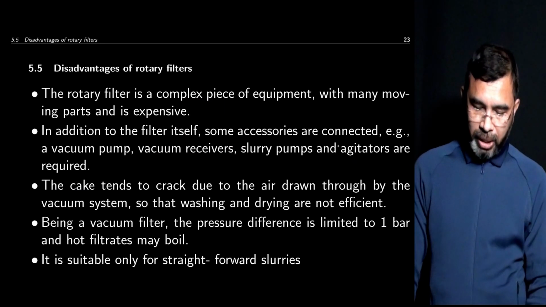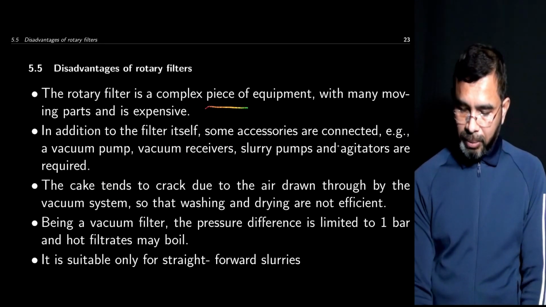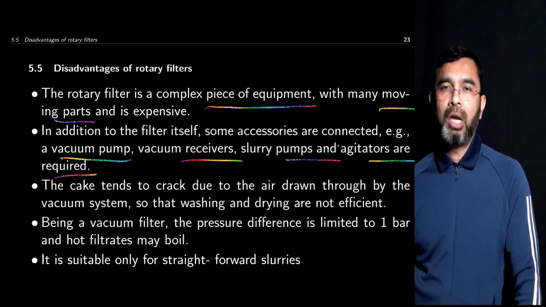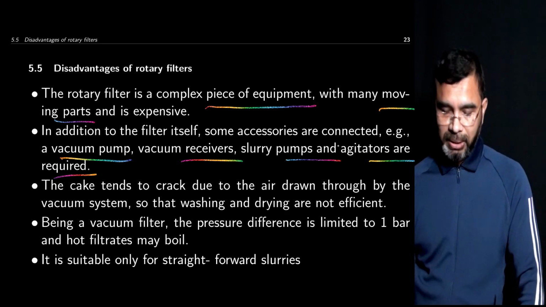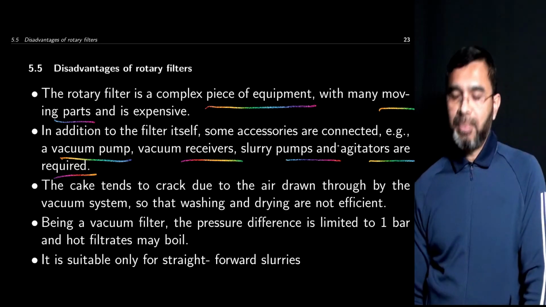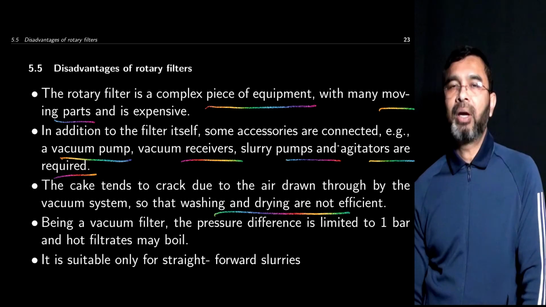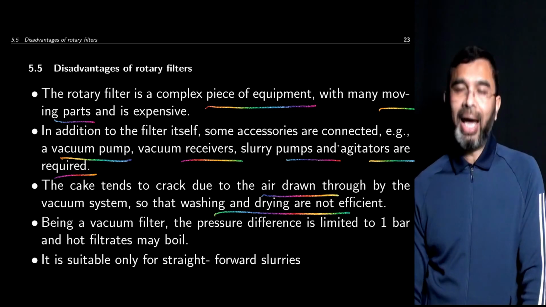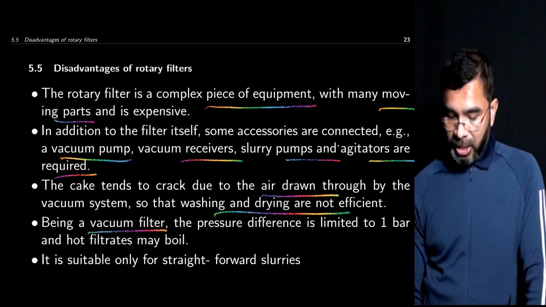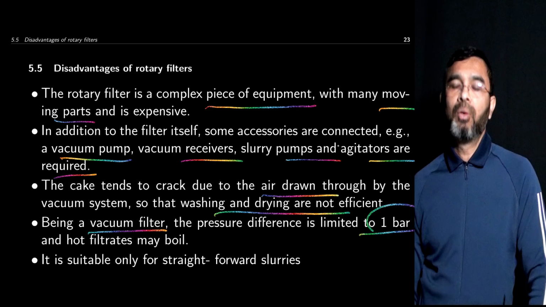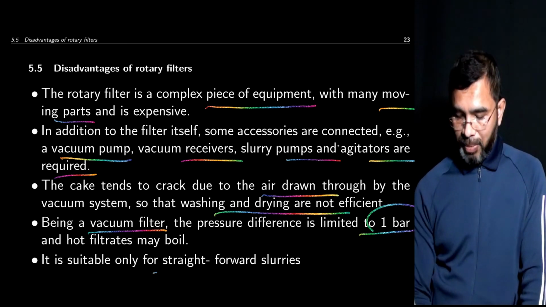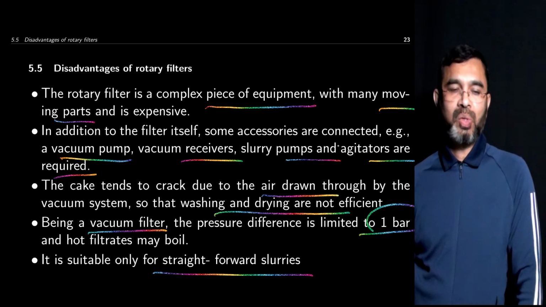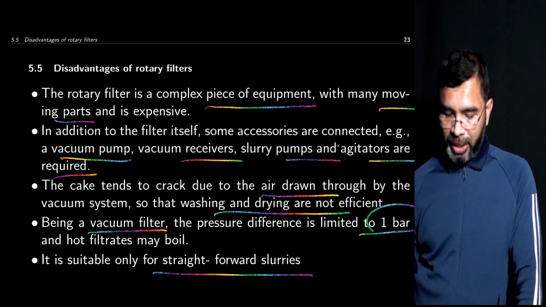Some disadvantages of the rotary filter. It's a complex piece of equipment. So we have a vacuum pump, a vacuum receiver, slurry pumps, and agitators. All involve moving equipment. So in that sense, it's complex and expensive. Sometimes the washing and drying are not efficient because with the air drawn to create vacuum, the cake may start to crack. So because we need to create a vacuum, the pressure difference is limited, which is typically within 1 bar. And it's suitable for some straightforward slurries where the slurry does not contain much of chemicals that can cause damage to this moving equipment.